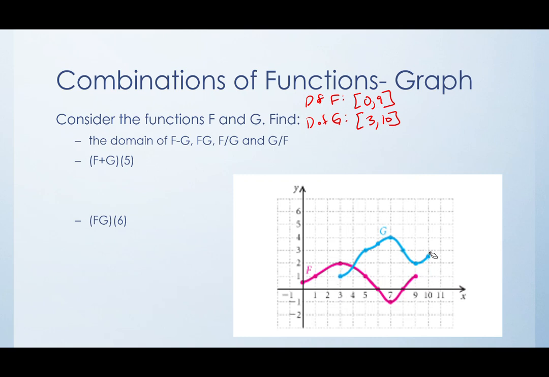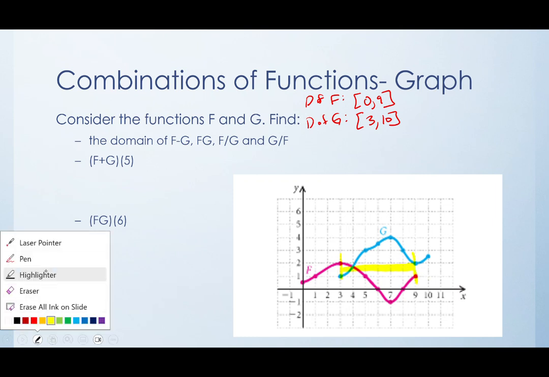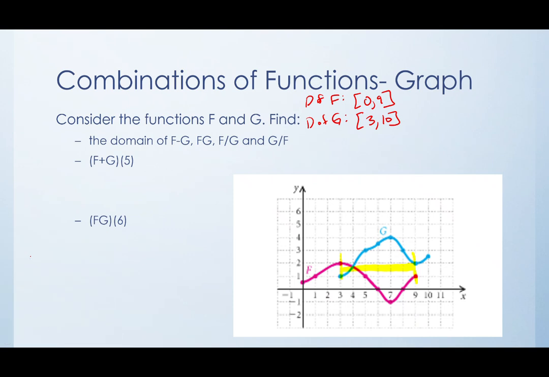So that means our overlap, or our intersection, is going to be the domain that we're going to use for f minus g, f times g, and our division after, plus we've got to throw out anything that causes divide by 0. So we're looking at the range 3 to 9 for those. So the domain of f minus g and f times g is that overlap. So we'll say 3 to 9 inclusive.